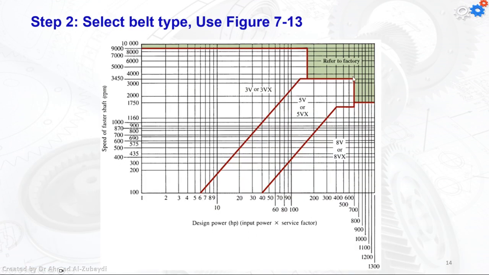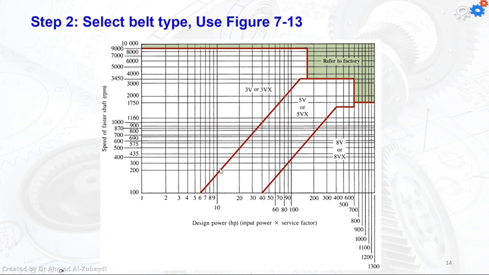Now step number 2, we need to find what the belt type will be. In SI units we can find mainly the 3V, the 5V and the 8V, and we have the extension of that, which is the VX. Now let's see on this chart what we have and what we can use. Remember that we calculated the design power. So we start by taking a look at the bottom on the x-axis and locate our design power.